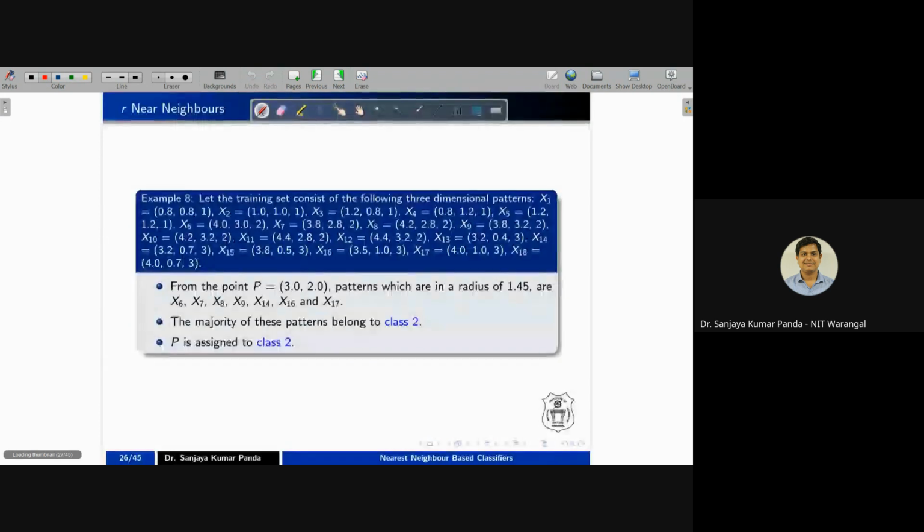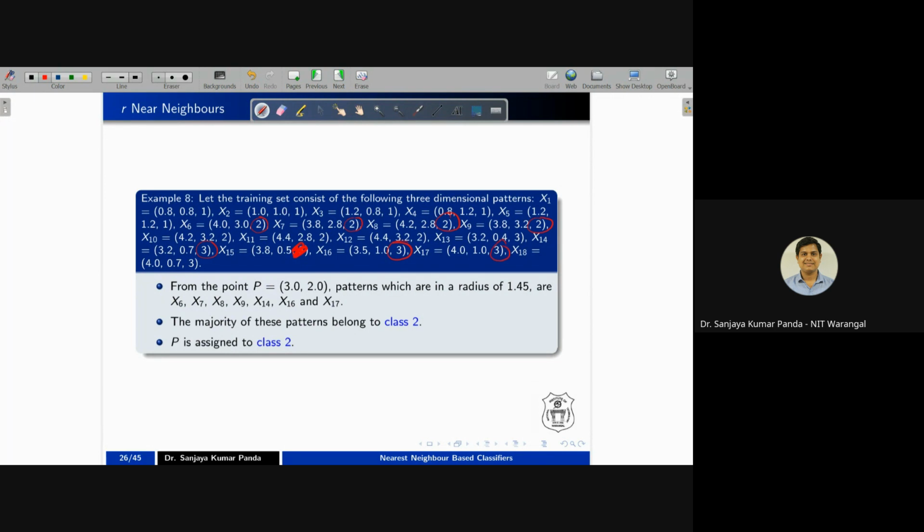So you can see how many points are coming: 1, 2, 3, 4, 5, 6, 7. 7 points are coming. But if you look into that, x6 is class level 2, x7 is 2, x8 is 2, x9 is 2, and x14 is 3, x16 is 3, and x17 is 3.